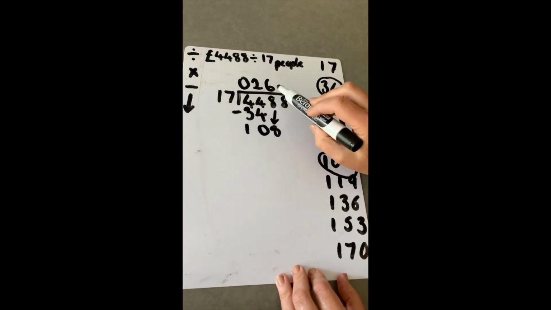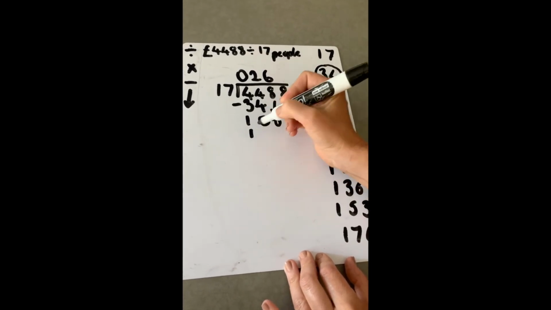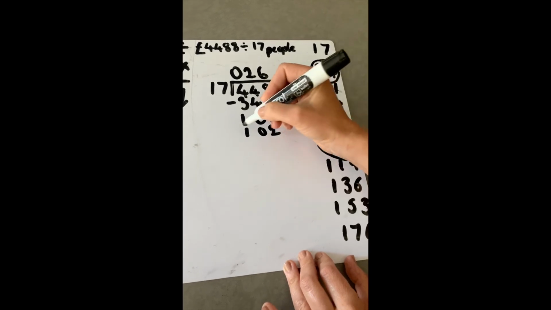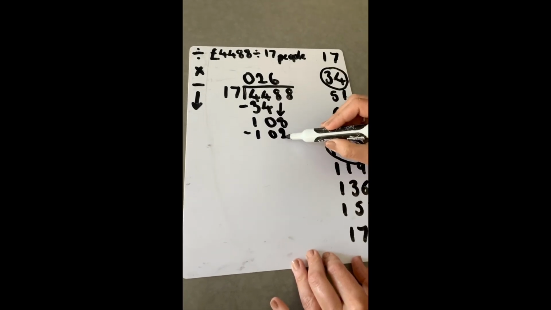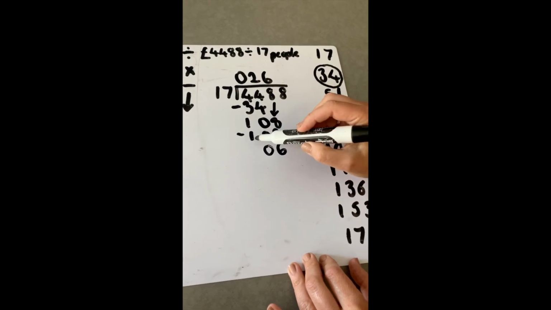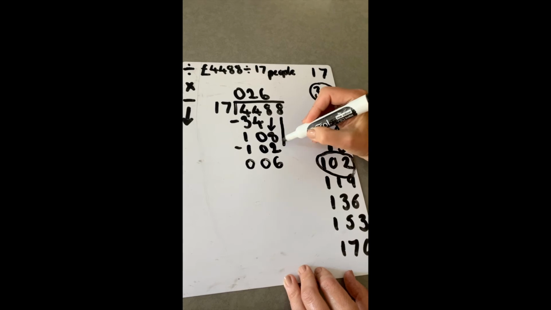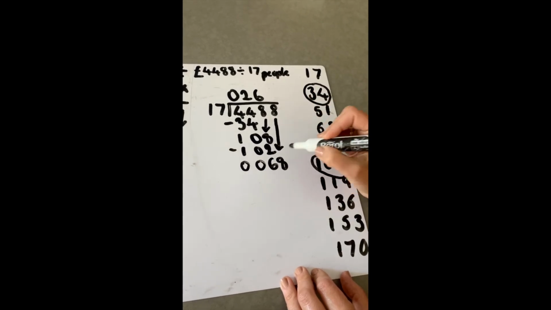And 17 times by 6 is 102. So we can subtract that. 8 subtract 2 is 6. 0 take away 0 is 0. 1 take away 1 is also 0. And again, drop down this digit here. Okay, so now we've got 68.